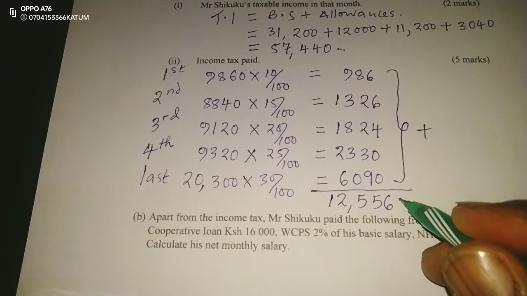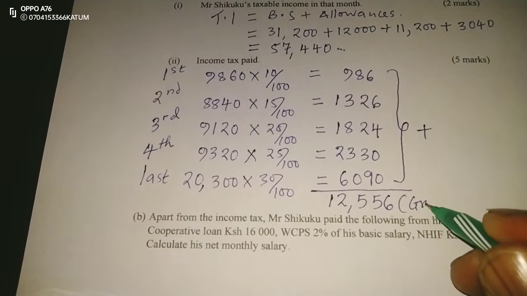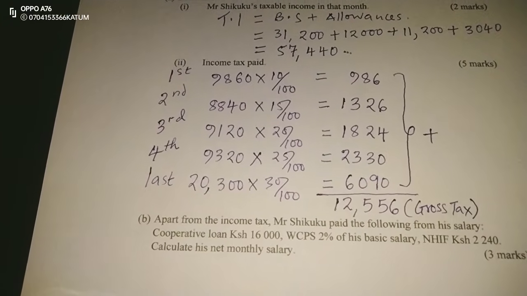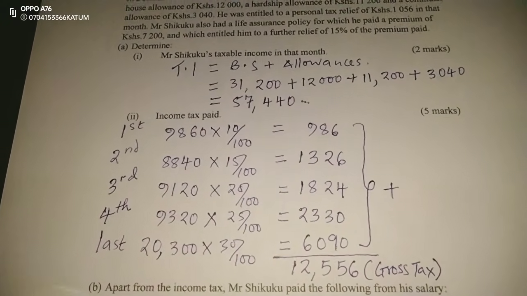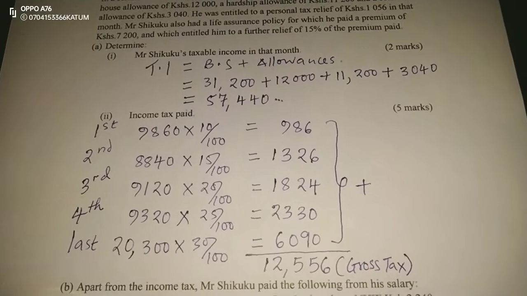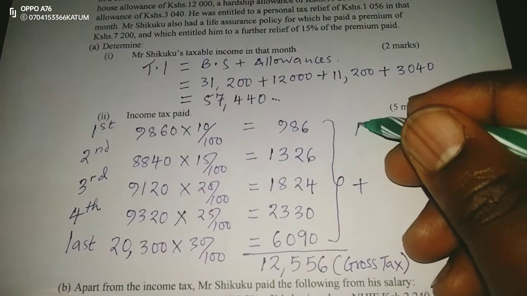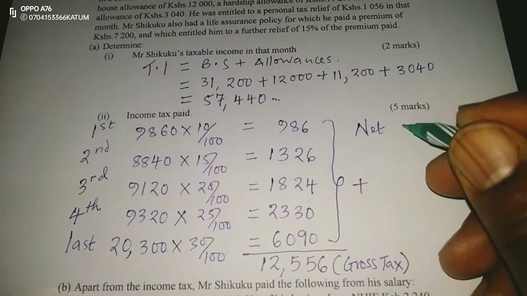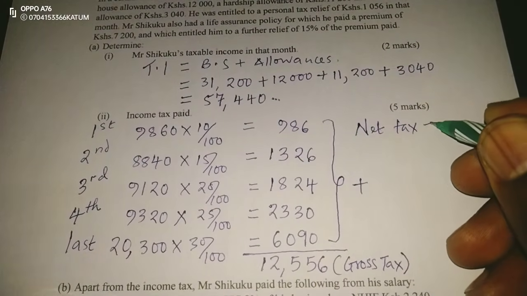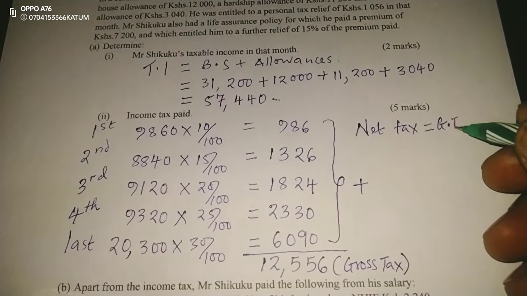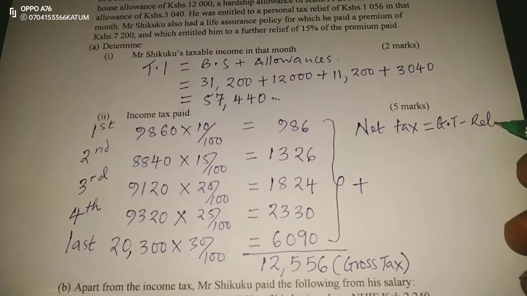12,556. This is called the gross tax, or the tax that Mr. Shikuku would have paid if it were not for the reliefs. But now this guy gets 2 reliefs. So now for us to get the tax paid, or rather the net tax now, because that is what we want, we need to get gross tax minus relief.